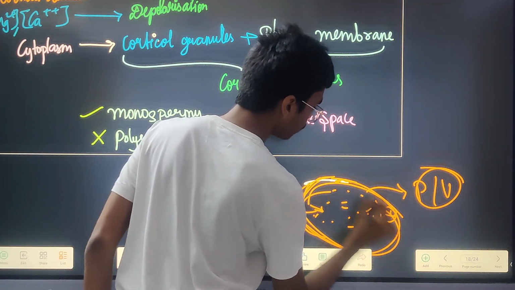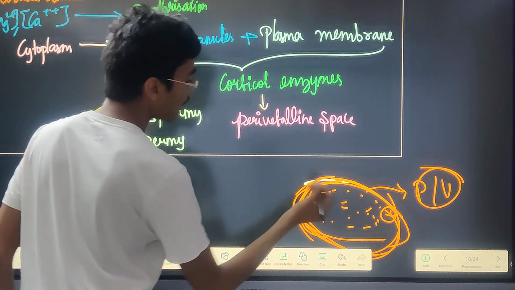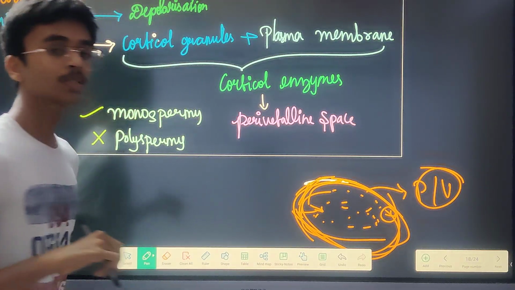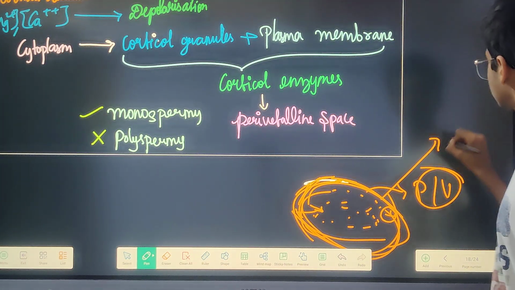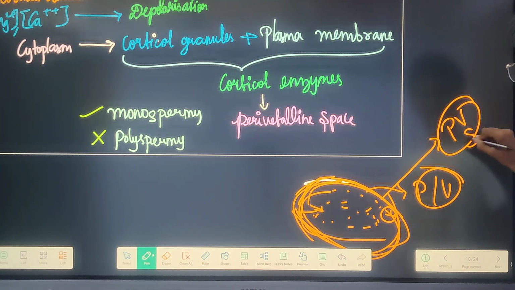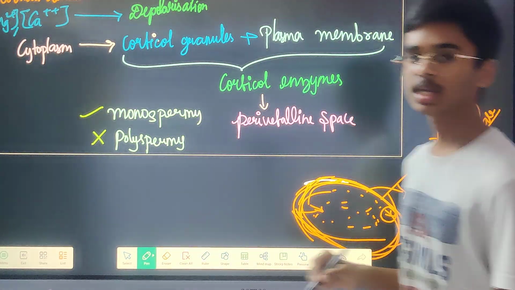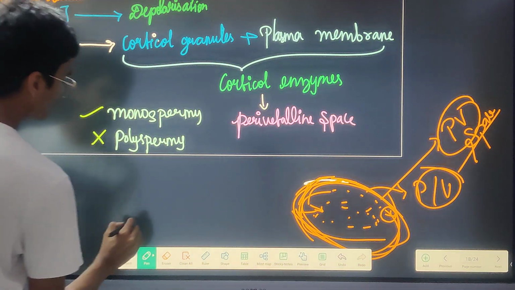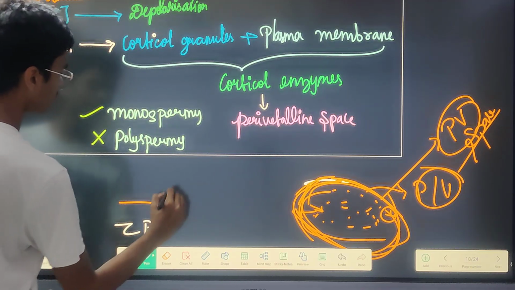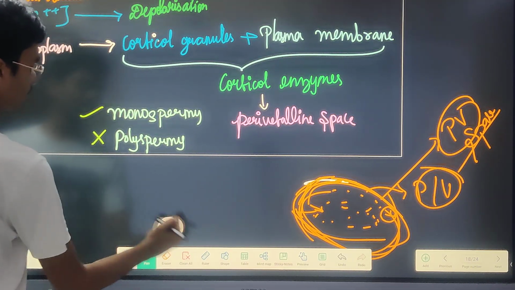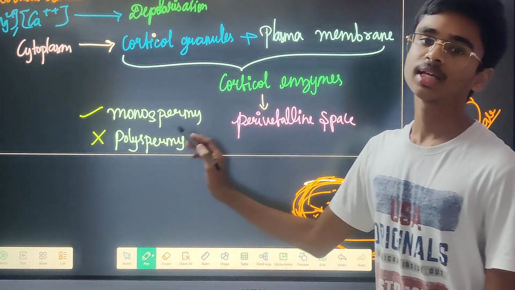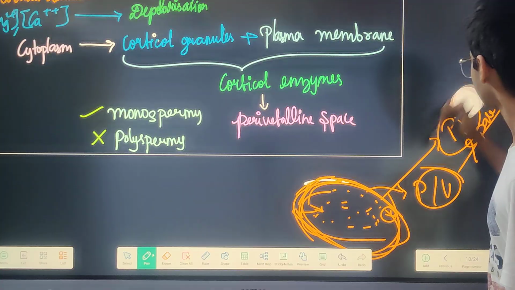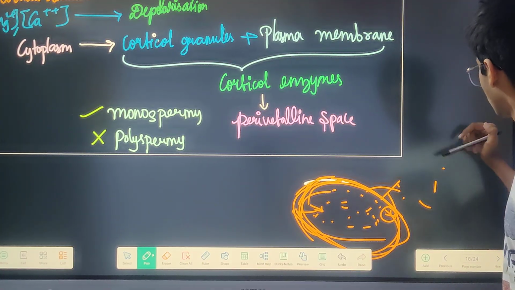This cortical enzyme will be filled in the space called the perivitelline space. The perivitelline space is the space present between the zona pellucida and the vitelline membrane. Everything I have discussed in the last video itself. Because of this, monospermy is happening and polyspermy is not happening.